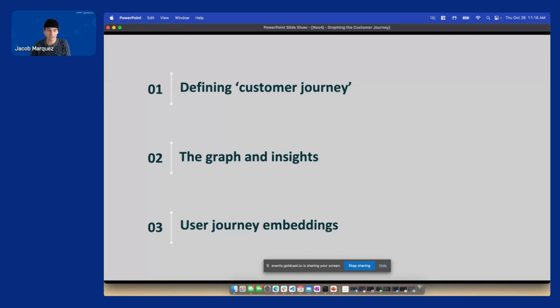If you didn't know by the up next, I'm Jacob H. Marquez. I now work at Dahlia Labs. A lot of this work was done at my alma mater in terms of professional career thus far, which is Microsoft. I won't be sharing any product secrets or anything around Microsoft data. And I'm not a representative of Microsoft, but we will be focusing mainly on a generic view of customer journey, the graph, and user journey embeddings.